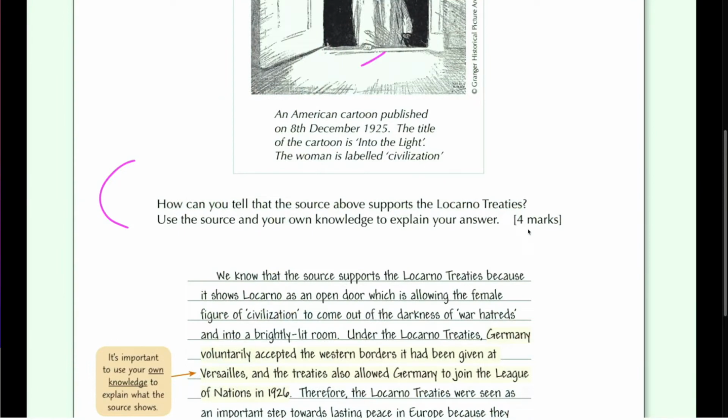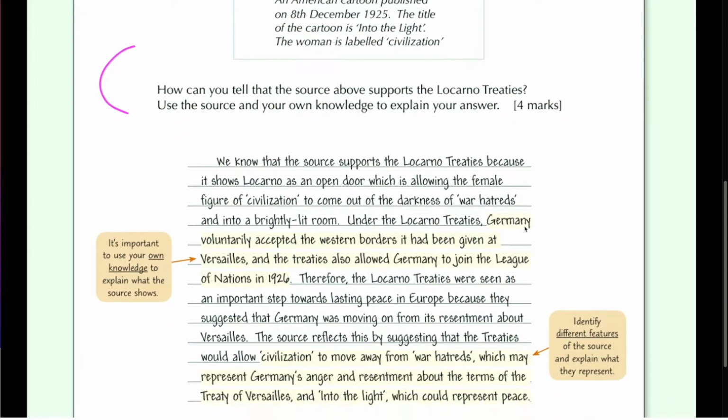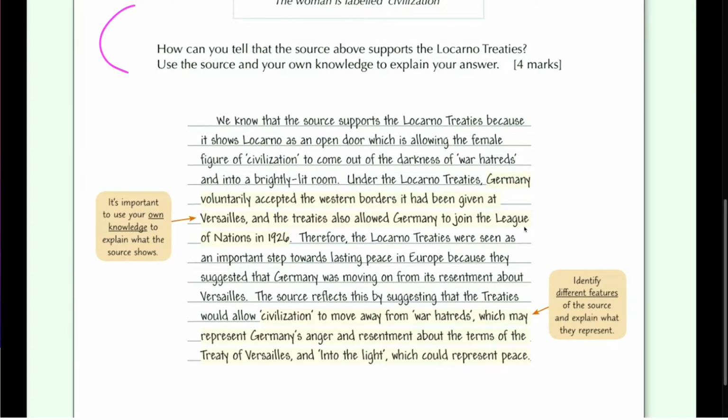So here there is an answer sample, and we have some notes. These notes explain why it is important to add each specific detail. I'm gonna read the answer and explain the notes. Again, remember the question: how can you tell that the source above supports the Locarno treaty? Use the source and your own knowledge to explain your answer.